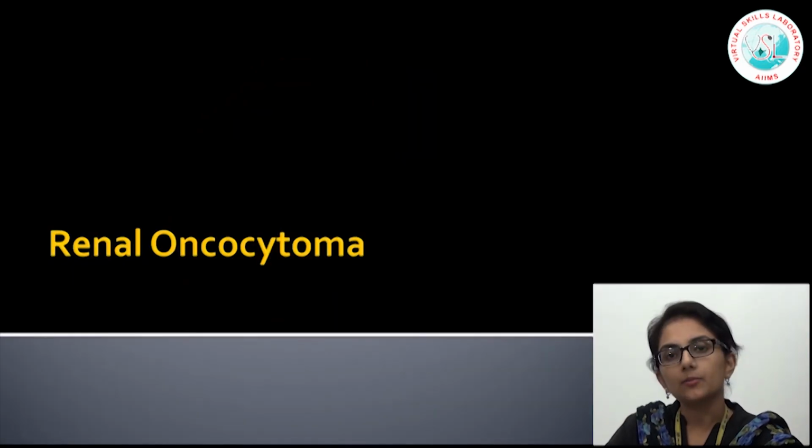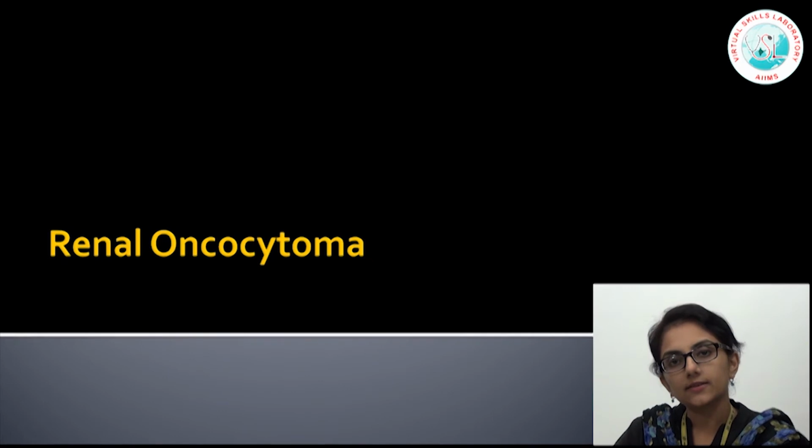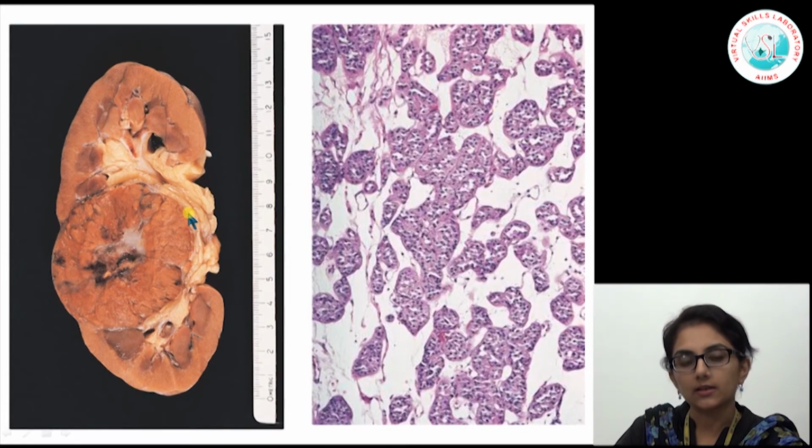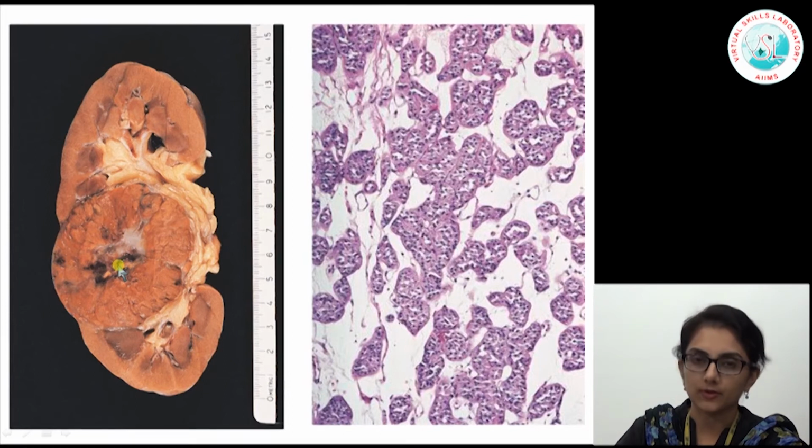Now let's look at an important benign tumor of the kidney, that is the renal oncocytoma. If you look at the gross appearance, it's really reminiscent of the chromophobe renal cell carcinoma. It also has a well circumscribed appearance with a mahogany or a tan cut surface and can also show you the presence of a central scar. So these two tumors are really a gross differential diagnosis of each other.